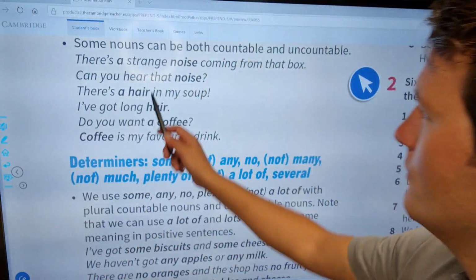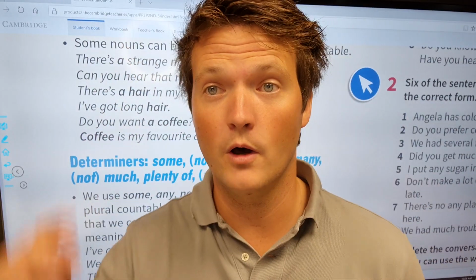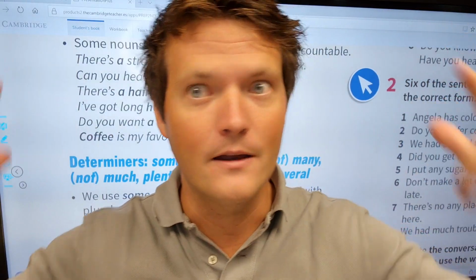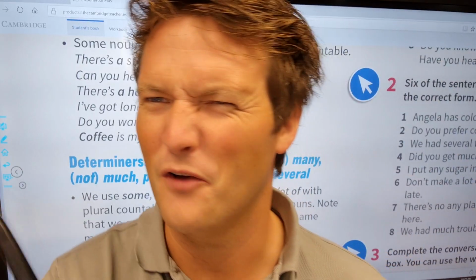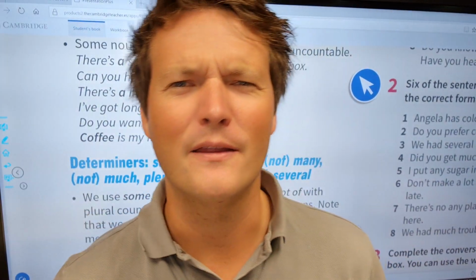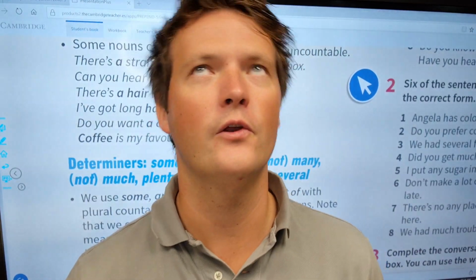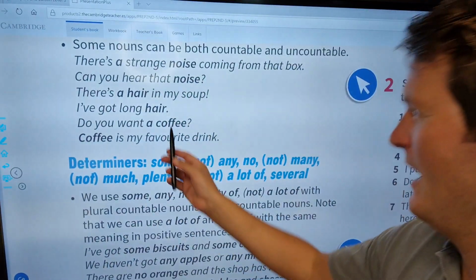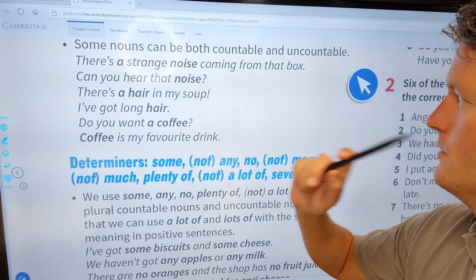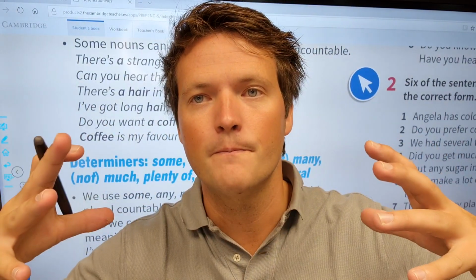I know, right? There is a strange noise coming from that box. There is a noise. One noise. That is a noise. No? But can you hear that noise? Not a very good example. No, I think a better example would be, I can't stand all the noise, right? All the noise is really annoying, right? We're talking about noise uncountable. That could actually be one noise, couldn't it? Can you hear that noise? Yeah. But anyway, you get the idea. No, it can be countable. The noise is unbearable. The noises are unbearable.